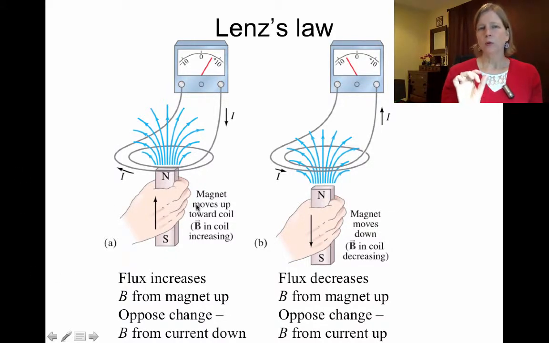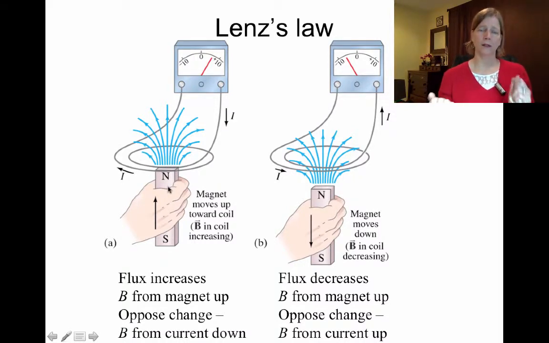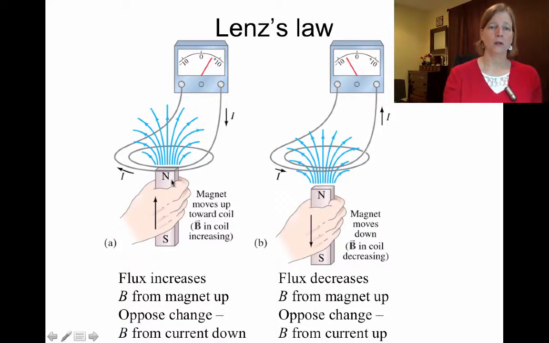And I'll go through sort of the shorthand way to think through Lenz's law. So here we have a magnet, and it's oriented with the North Pole upward, and it's approaching the loop of wire. So the magnet moves up towards this coil. The magnetic field inside the coil is increasing because the magnetic field is stronger as we get closer to the magnet. So as we bring the magnet closer to the coil, we have an increasing magnetic field inside the loop. So the flux inside the loop is increasing. The magnetic field from the magnet is facing up. The magnetic field from the induced current is going to oppose the change, so it will have to have a magnetic field that is downward.